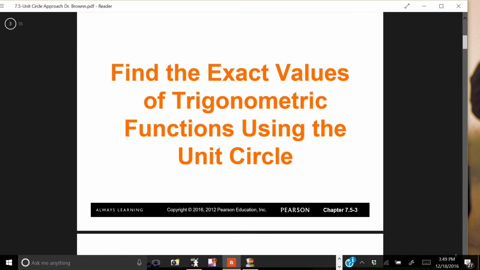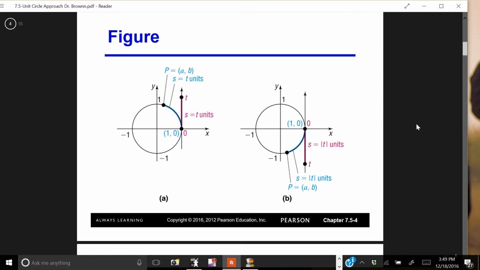So we're going to first start out with finding the exact values of trig functions using the unit circle. And a unit circle is about what you might think. It's a circle with a radius of 1.